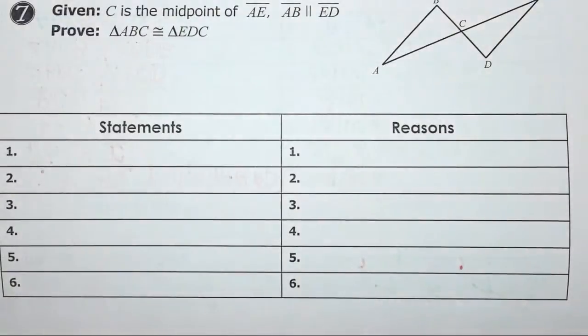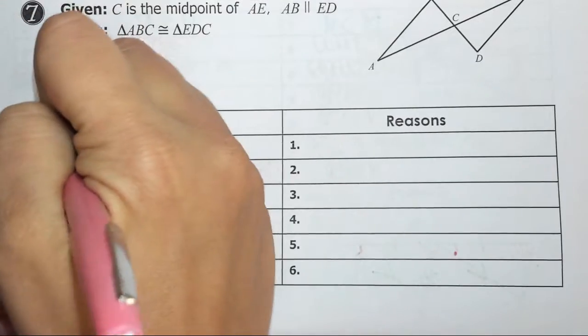Alright, so did we get... Alright, so we started by saying that C is the midpoint of AE.